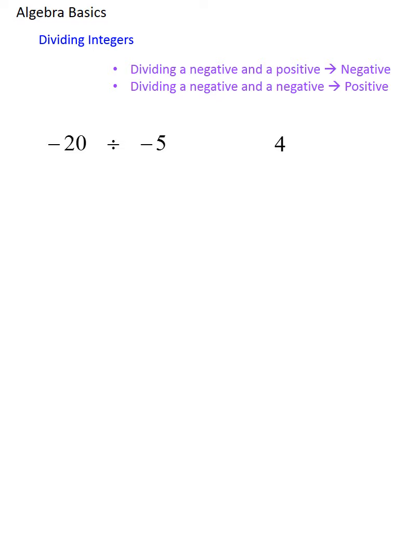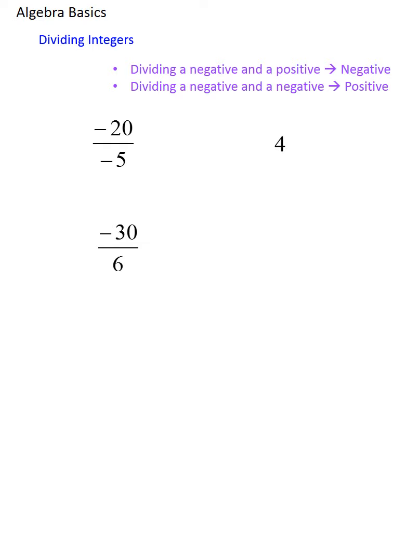Notice the division symbol in between the -20 and the -5. That is not a symbol that we use in algebra. So from now on, when we have a division problem, we'll write it as a fraction. This also means -20 divided by negative 5, which again is positive 4.